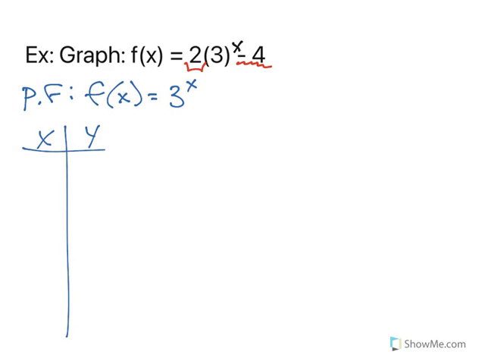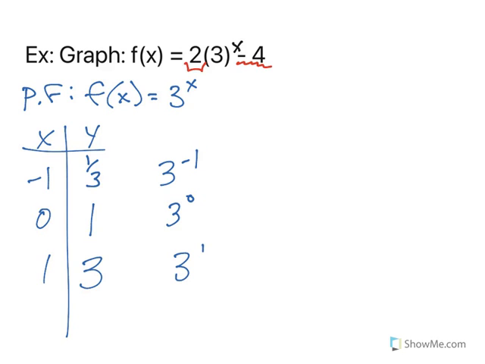Let's think about what this all means. So if I pick a couple of points, I'm just going to pick -1, 0, and 1 for my x values because those are small and easy to work with. So that's going to give me 3 to the negative first. Well, that's 1/3. 3 to the 0 is just 1, and 3 to the first is 3. So I have given myself 3 ordered pairs to graph for my parent function.